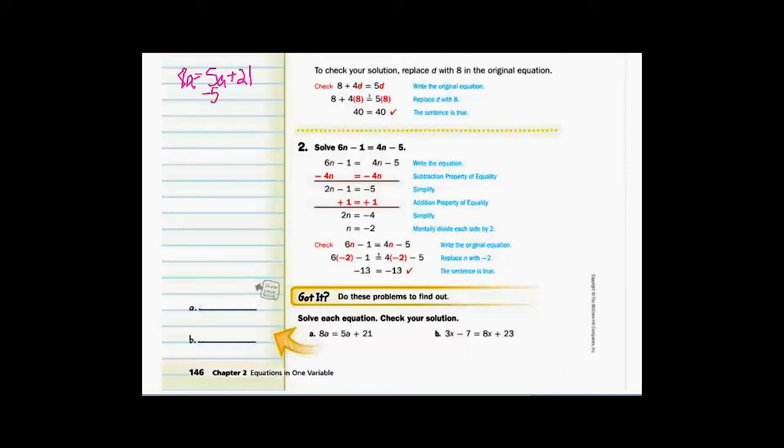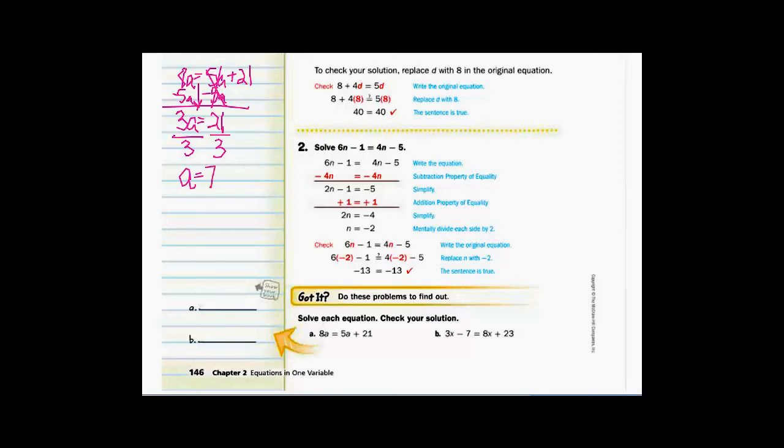So I would subtract 5a. That would leave me with 3a. Those are gone. Bring down my equal sign. Make sure you're bringing down the equal sign straight from where it was. Equals 21. Divide both sides by 3. a is equal to 7.